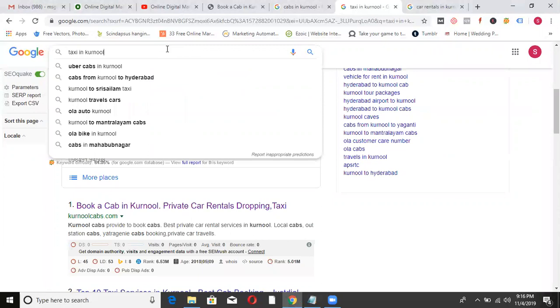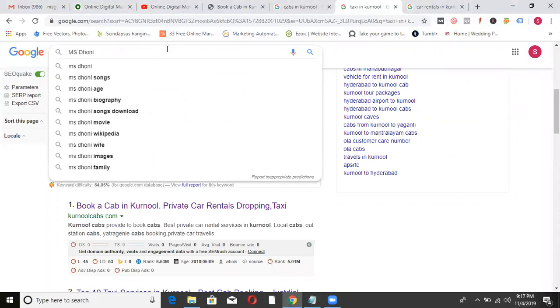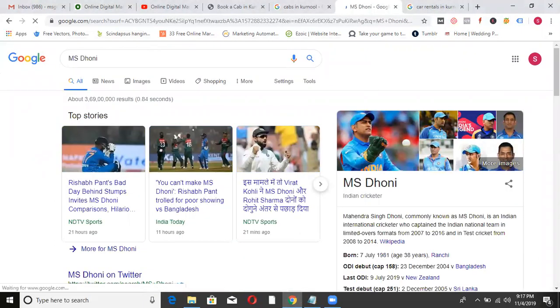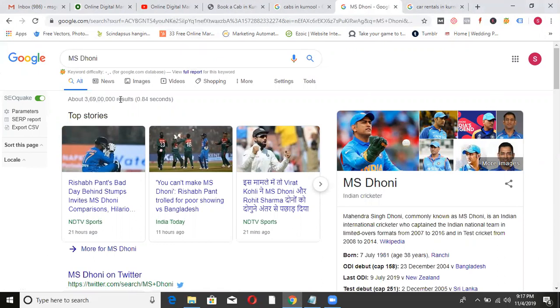Let's see what I'm doing. I'm searching MS Dhoni. You know MS Dhoni? Yeah, he's an Indian cricketer. When I searched MS Dhoni, if you see here, 3.69 lakh results we got. Means Google has this many results. And Google showed this result in 0.84 seconds. Less than a second, it gave the information.